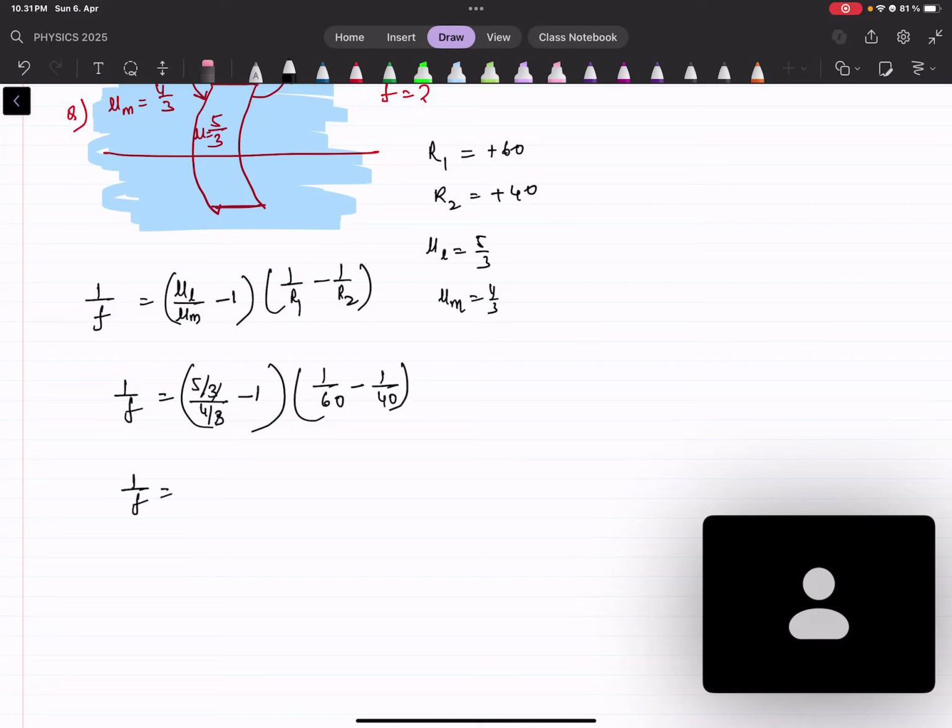So this 3 will get cancelled. So it is 5 minus 1 divided by 4. So it will be equal to 5 minus 4 divided by 4, that is nothing but 1 by 4, into 1 by 60 minus 1 by 30. That means the LCM will become how much for me? 1 by 60. So it will be 1 minus 2. So it is 1 by 4 here, into this value will become how much, beta? Minus of 1 divided by 60. So focal length will be equal to how much, beta? Minus 1 divided by 240.